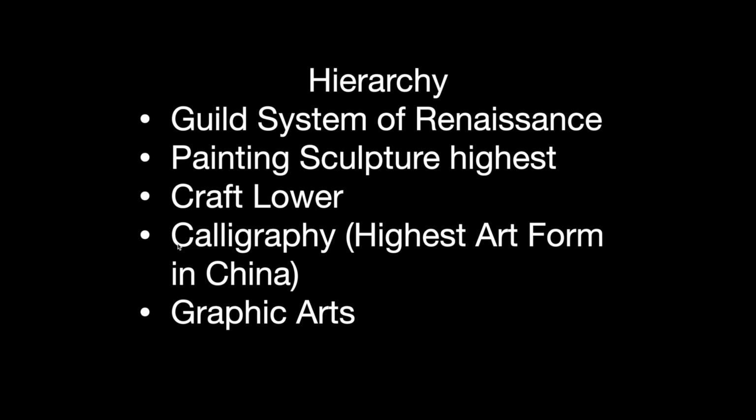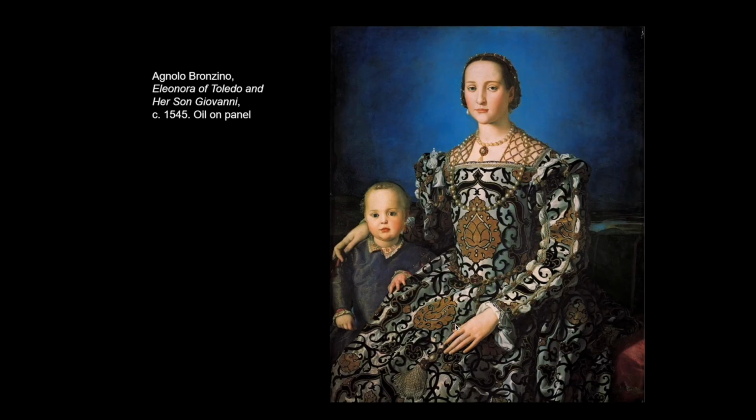Now in China, calligraphy was considered the highest form of art. That's where you combine brushwork and writing. So it's basically a combination of painting and writing together. And then the graphic arts in contemporary times have sort of been considered a lesser art, but that may be changing now. So Bronzino in 1545, he paints Eleanor of Toledo and her son Giovanni.